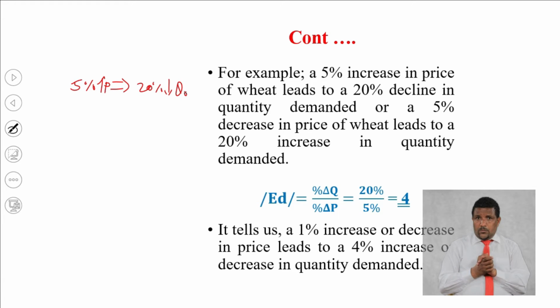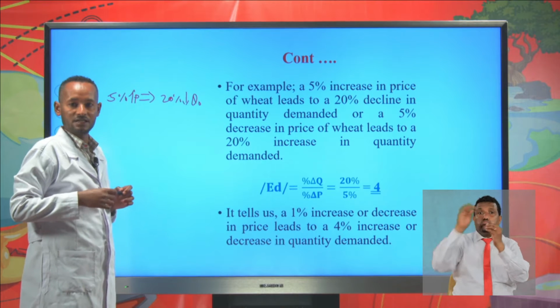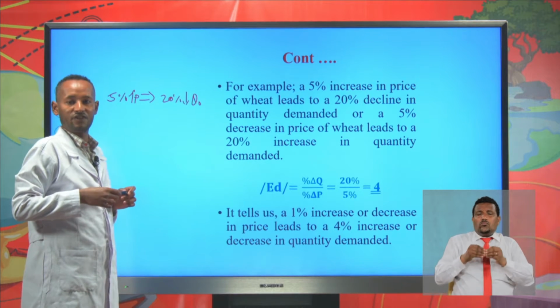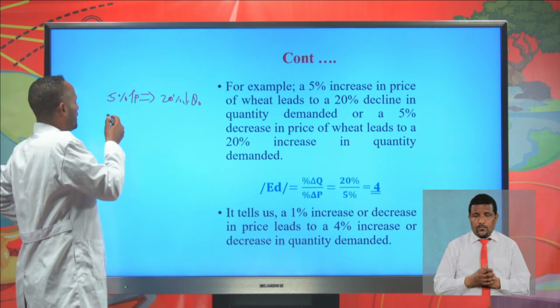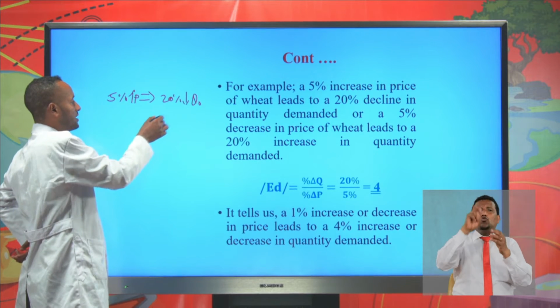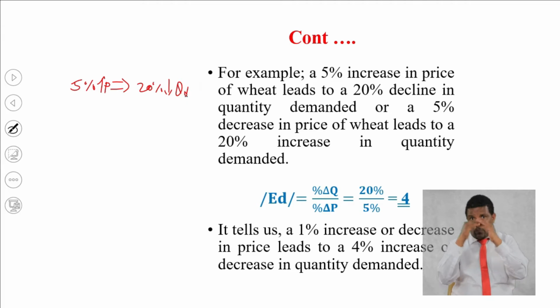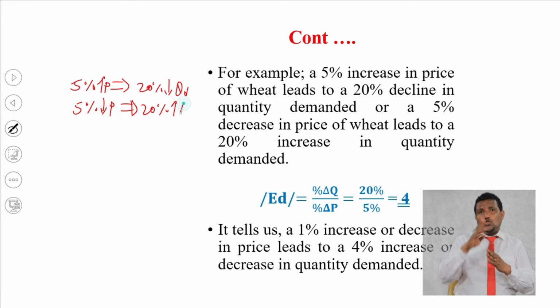A 5% increase in price is a little increment, but the decrement in quantity demanded is more than the increment in price of a commodity. This indicates that the buyer is elastic, indicating that he is very sensitive, very responsive to changes in price. Here, a 5% increase in price leads to a 20% decrease in quantity demanded means, in other words, if the price of a commodity declines by 5%, the resulting quantity demanded will also increase by 20%.